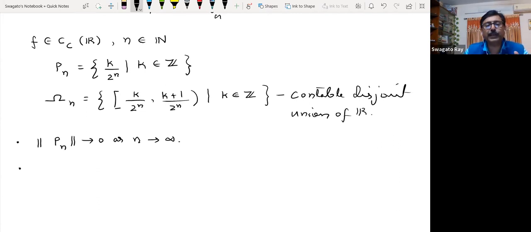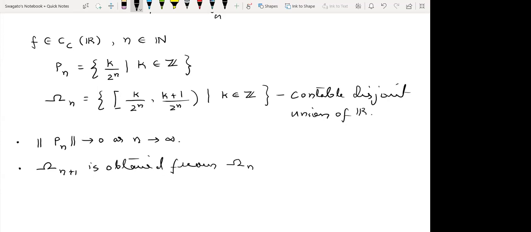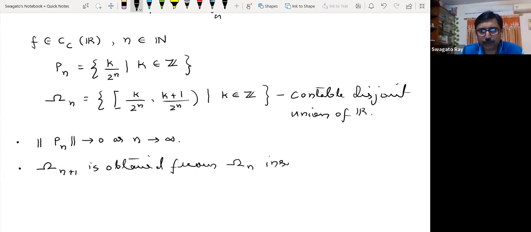That is the first thing to remember. Second thing is, how do you get omega n plus 1 from omega n? So omega n plus 1 is obtained from omega n. Tell me how? Anybody? Inserting the midpoints. Exactly, inserting the midpoints. And that is what you go on doing. So this is my way of refining a partition. Okay, that's a very systematic way.